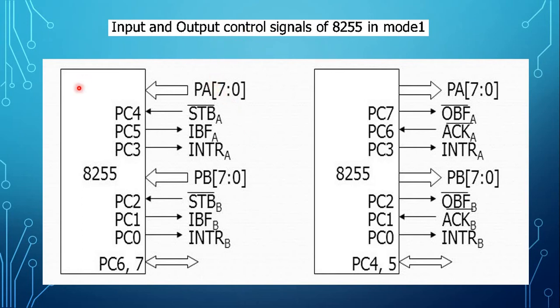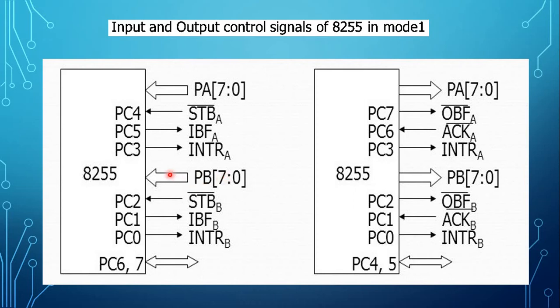See here the first diagram. This is mode 1 input. See port A, the arrow mark is directed inside, so this acts as an input port. Similarly, for port B the arrow mark also indicates inside, so this is also an input port. So port A and port B act as input ports.